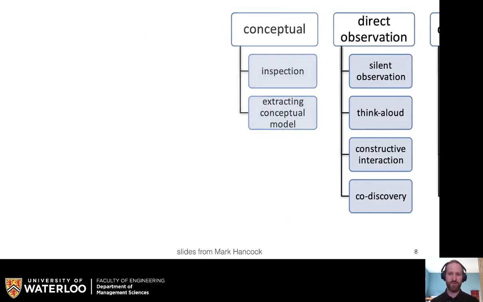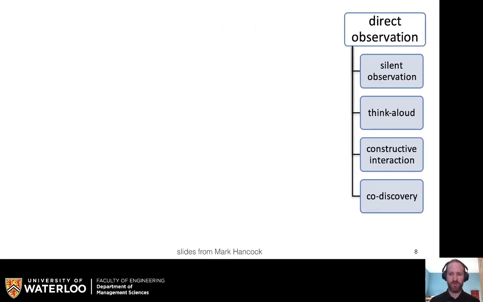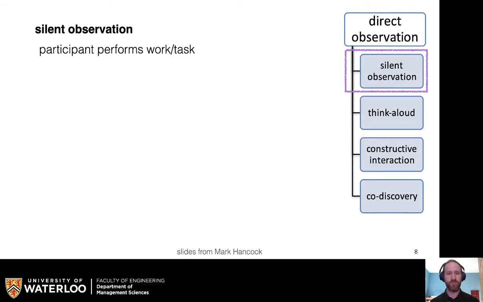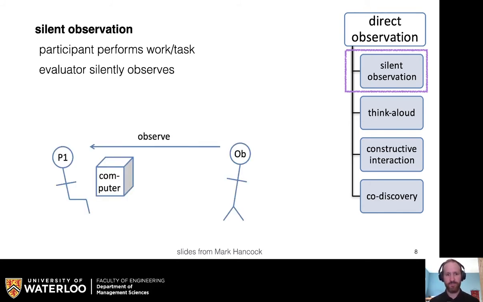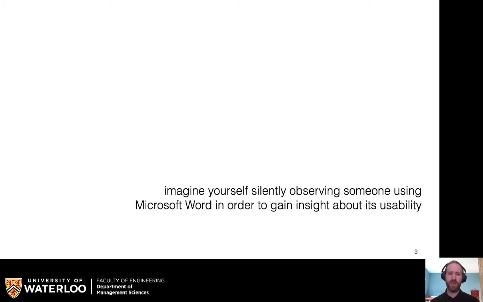These are ones you might have seen before, including silent observation, think aloud, constructive interaction, and co-discovery. Silent observation is what it implies. You have a participant who performs a work or a task, and the evaluator silently observes them. So you have the observer observing the participant using the computer or the system that you're developing. You can imagine yourself silently observing someone using Microsoft Word in order to gain insight about its usability.